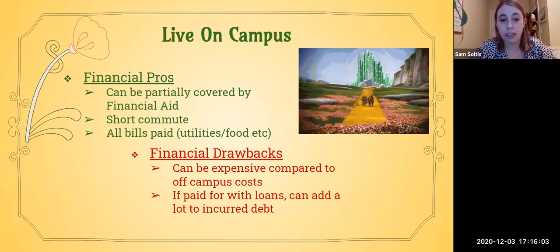So in your room and board, it's your utilities, food, rent, everything is all included. So some drawbacks to this though, is that it can be a lot more expensive compared to off-campus costs, and definitely a lot more expensive than living at home. And even though you can use your loans to pay for this, again, you still owe all of that money back later, plus interest.